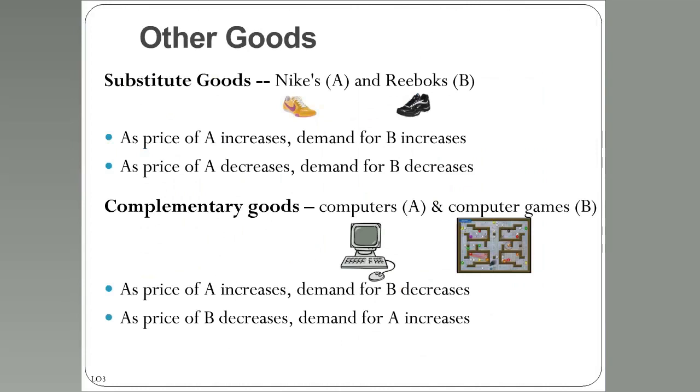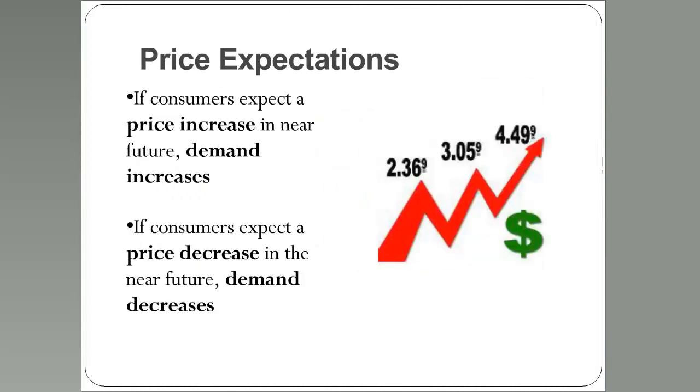Another determinant of demand is other goods. Substitute goods are affected by price and demand. As the price of A increases, the demand for B increases. As the price of A decreases, the demand for B decreases. Complementary goods are also affected by demand. As the price of A increases, demand for B decreases. If the price of B decreases, then the demand for A increases.